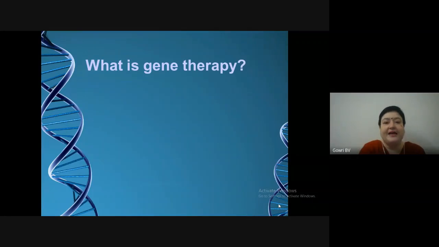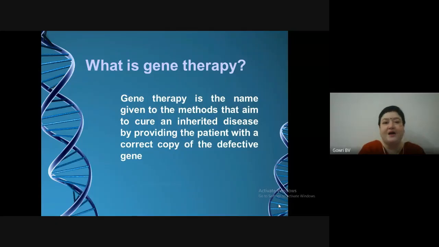What is gene therapy? A very important 2-mark definition. Gene therapy is the name given to the methods that aim to cure an inherited disease by providing the patient with the correct copy of the defective gene. Imagine a person has a defective gene; you remove it and replace it with the correct version. The methods involved in doing so are referred to as gene therapy.